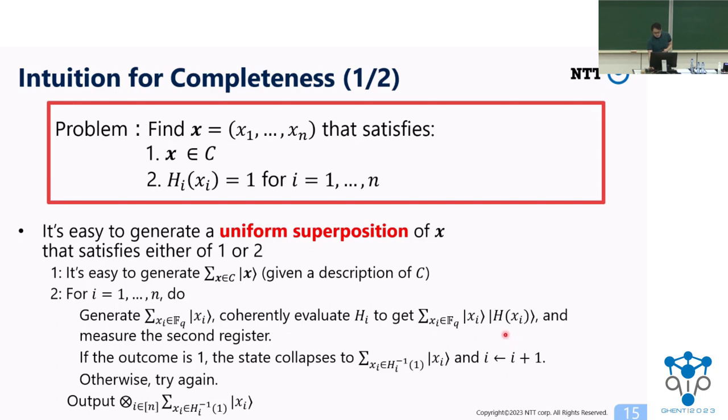And then we measure this second register. And if the outcome is 1, then the resulting state is this state. And then we go to the next i, and otherwise try the same procedure again. And finally, we output the tensor product of this state. And after finishing this procedure, we can easily see that this is a uniform superposition over all x that satisfies the condition 2, because for each i, this state is a uniform superposition over x_i that satisfies this inequality, so we can simply concatenate them to get this state.